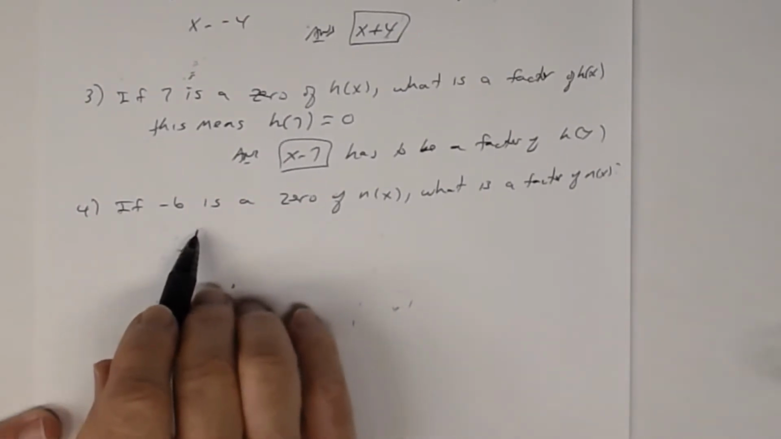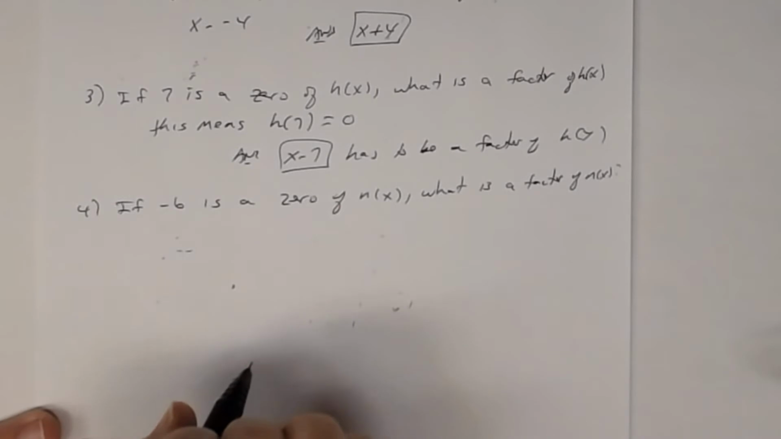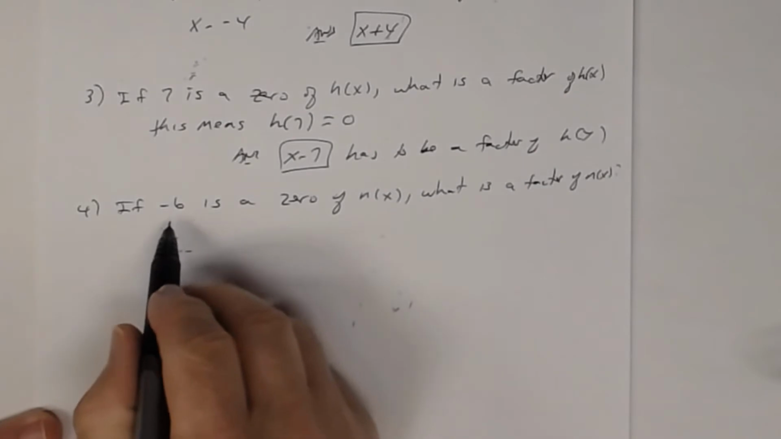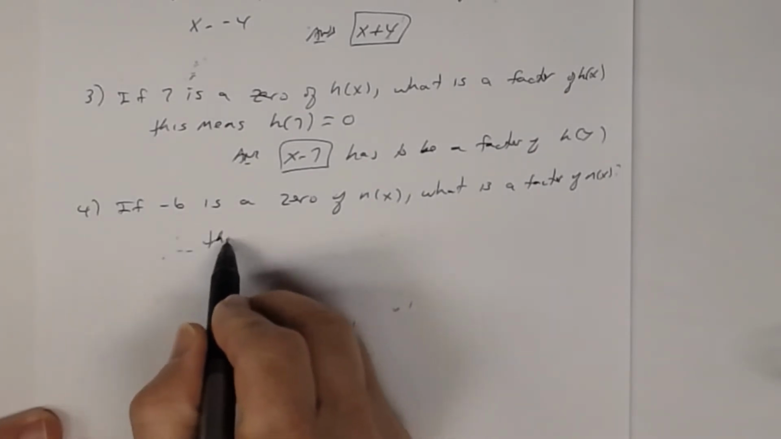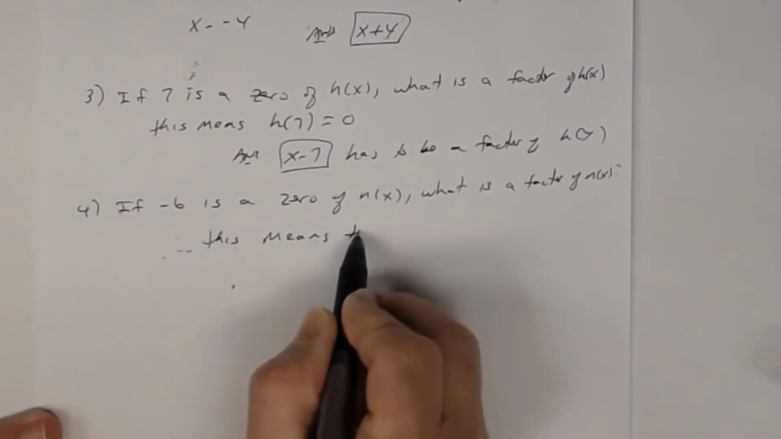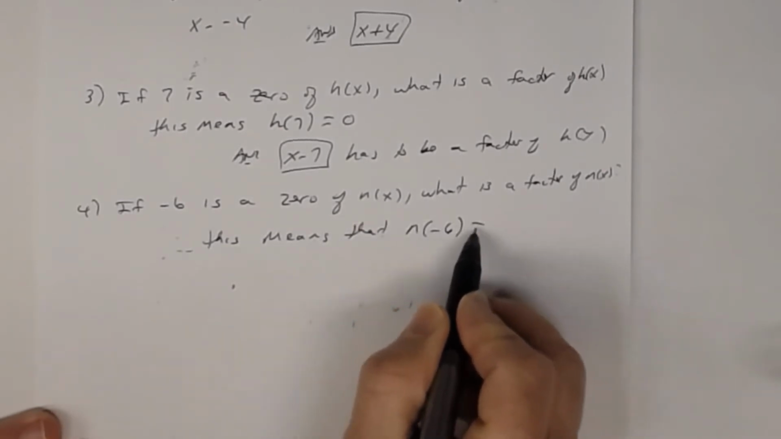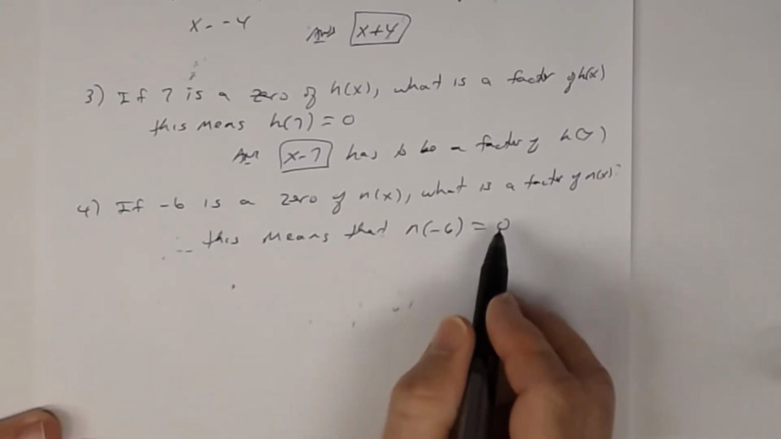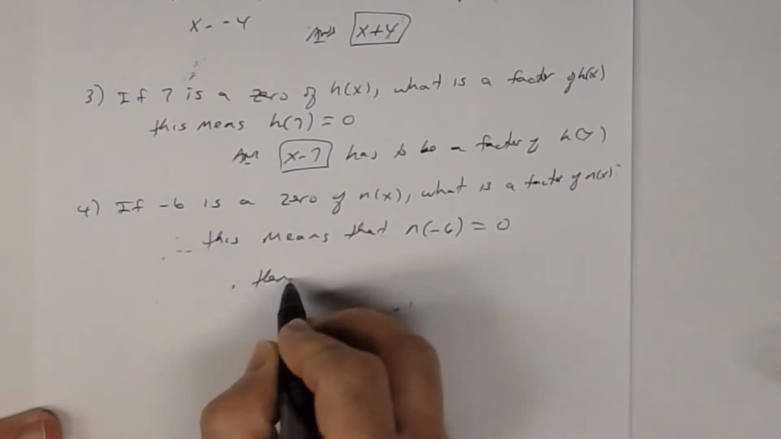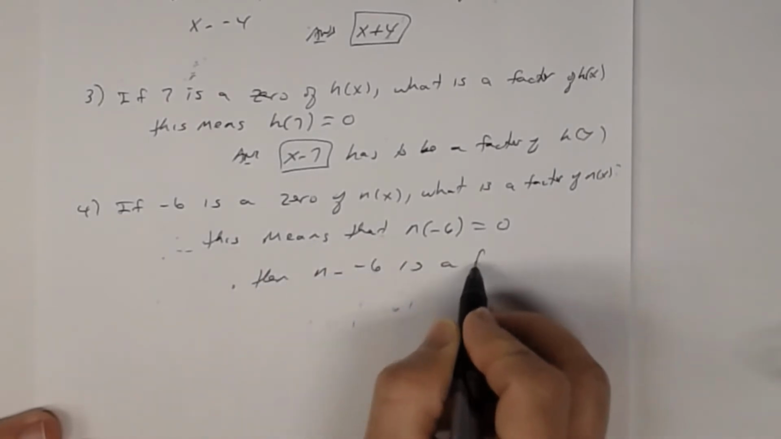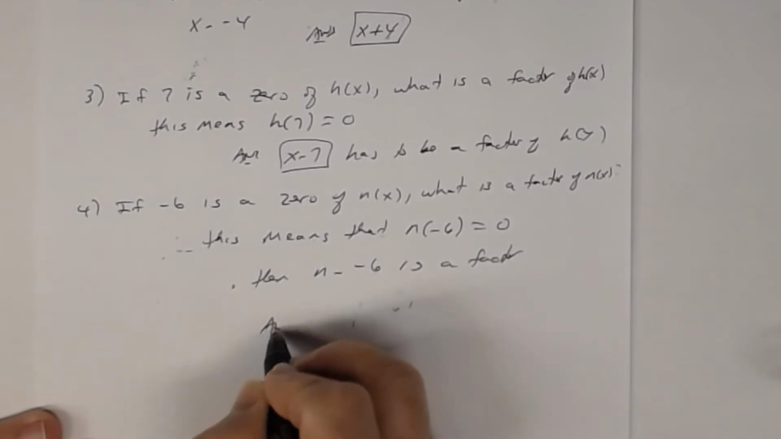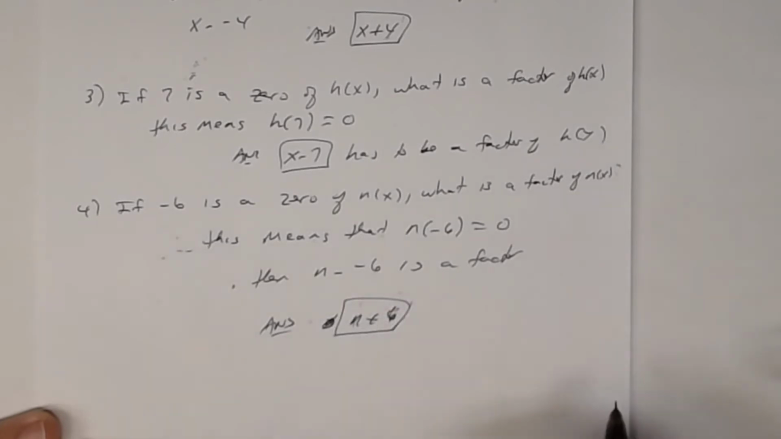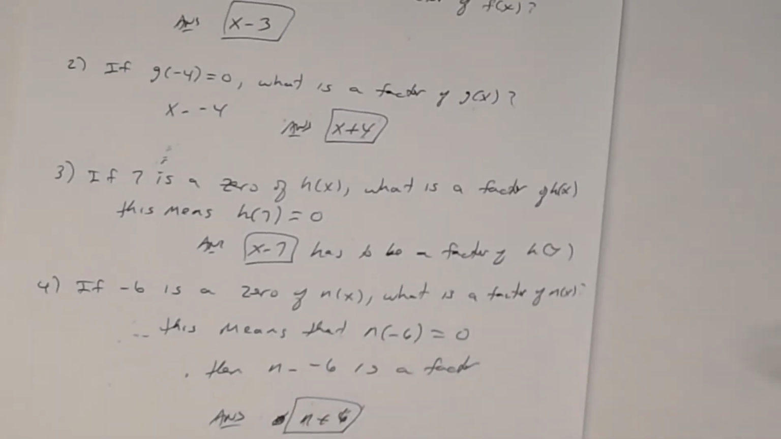And the same thing here, if negative 6 is a 0 of n of x, then what would be one factor of that polynomial function? Well, if negative 6 is a 0, this means that n of negative 6 is equal to 0. And according to the factor theorem, if n of c is equal to 0, then x minus a negative 6 is a factor. But you're going to write the answer as x plus 6. All right, the answer is going to be x plus 6. Okay? All right, so that's numbers 1 through 4.